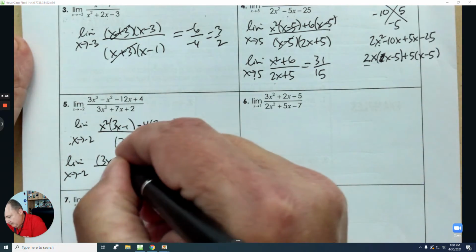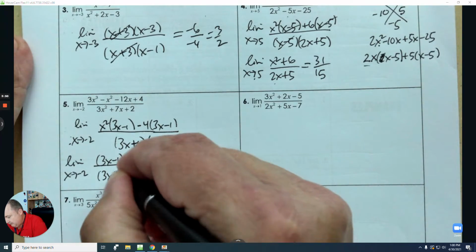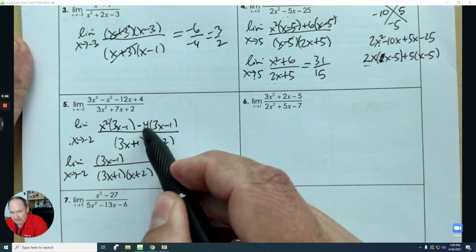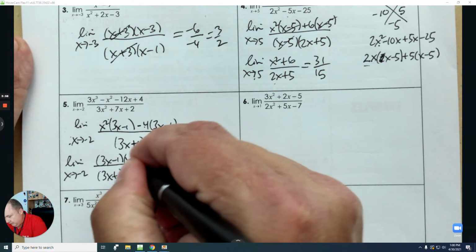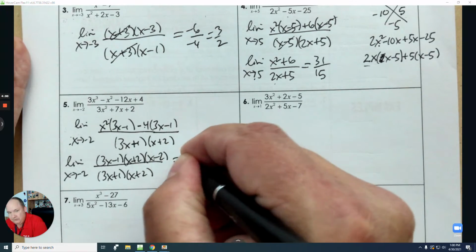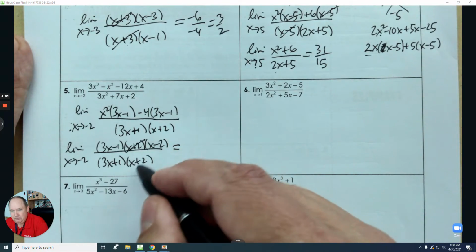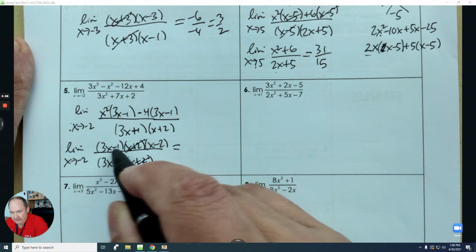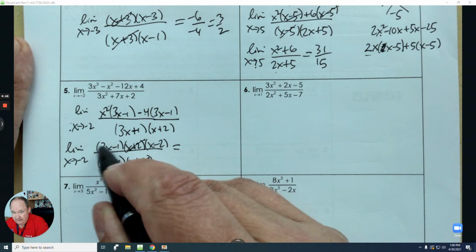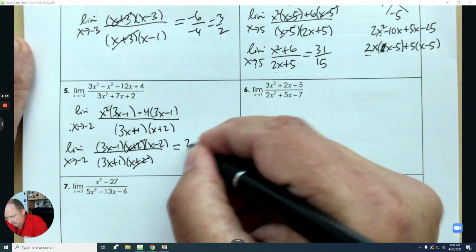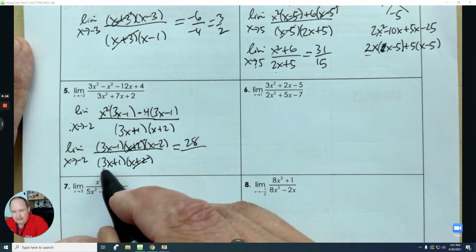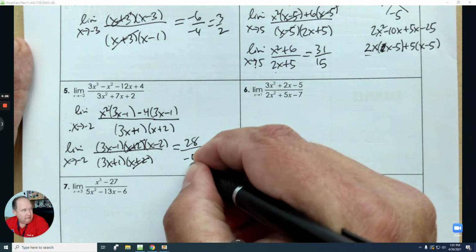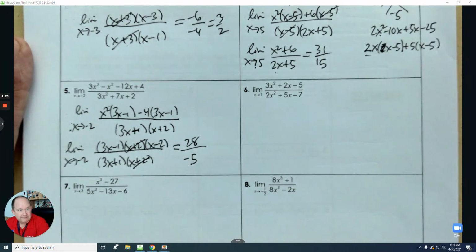So we have 3x subtract 1. That does not eliminate 3x plus 1. I have x squared subtract 4. That's a difference of squares. So that's x plus 2, x subtract 2. And then x plus 2 is removable. And then evaluate at -2. So that's -6 subtract 1, -7 and -4. So that's 28. Evaluate at -2. So that's -6 plus 1, that's -5. So I get 28 over -5.